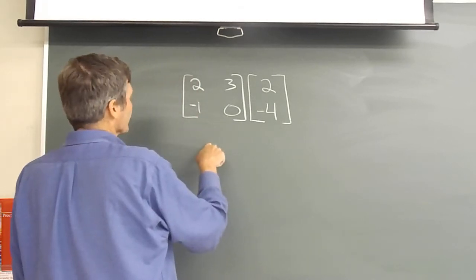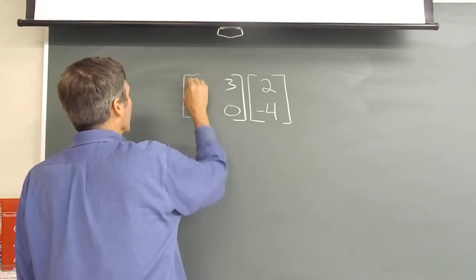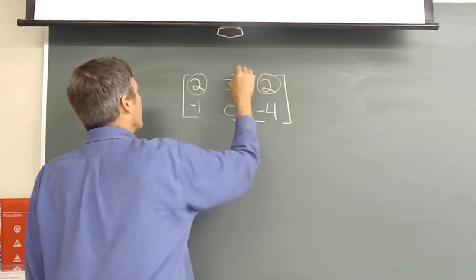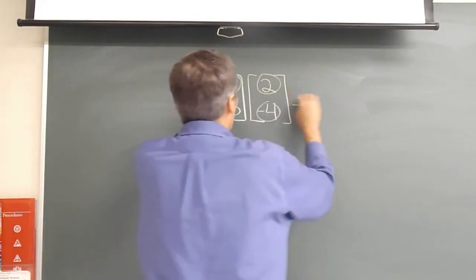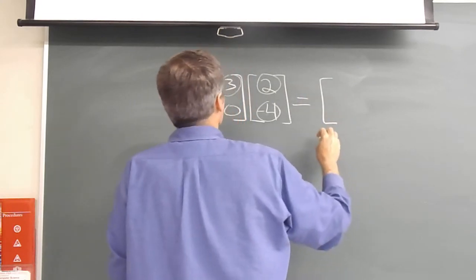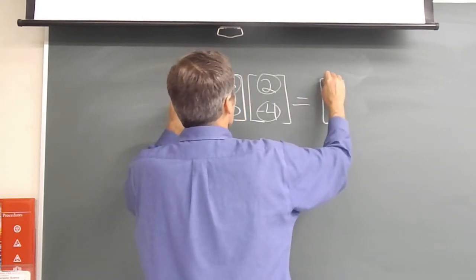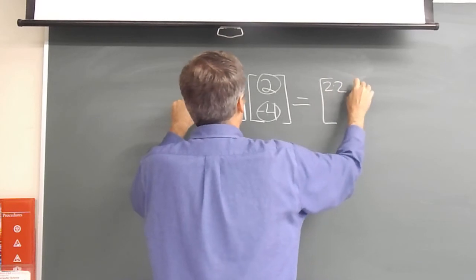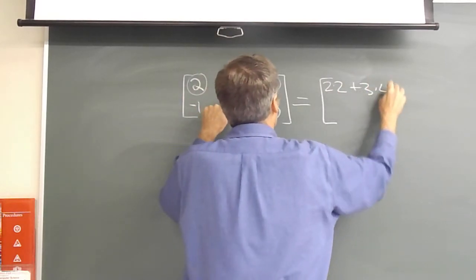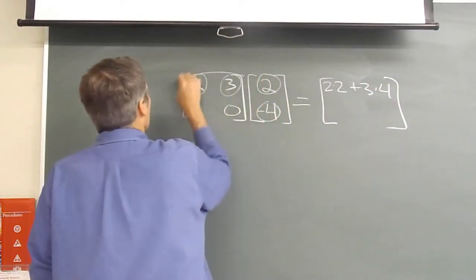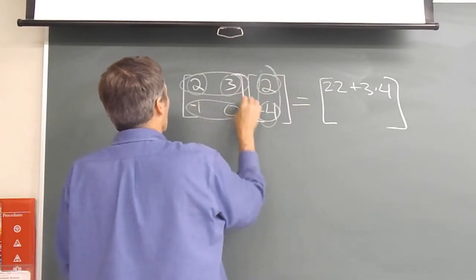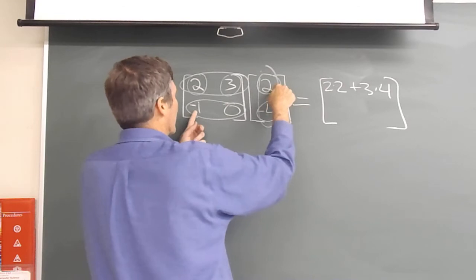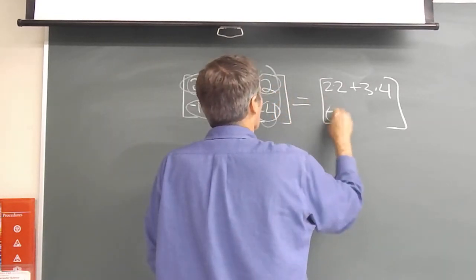You take this times this, plus this times this. So this times this plus this times this. And you get back 2 times 2 plus 3 times 4 out of that. And then, so you're taking this row with the vector. Now you take this row times the vector, minus 1 times 2 plus 0 times 4.